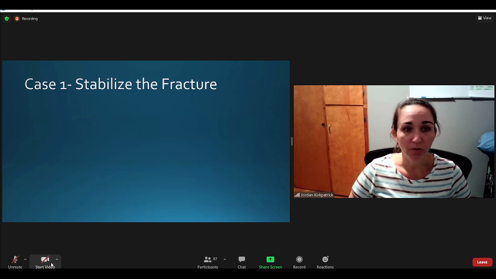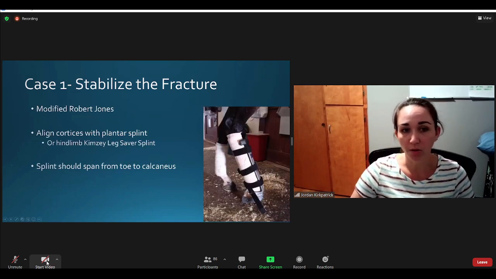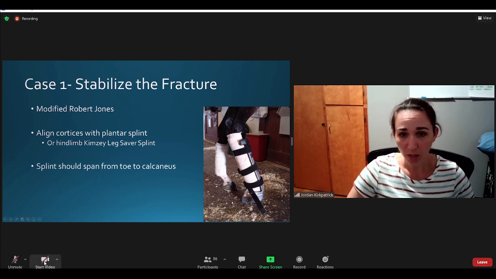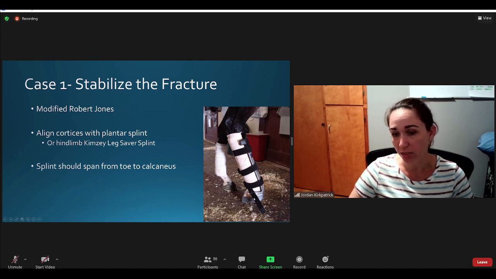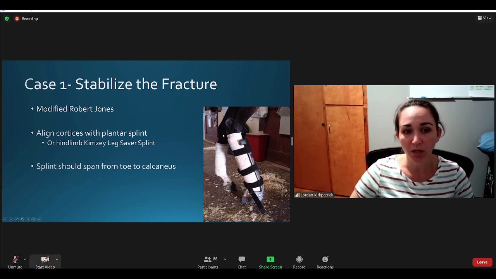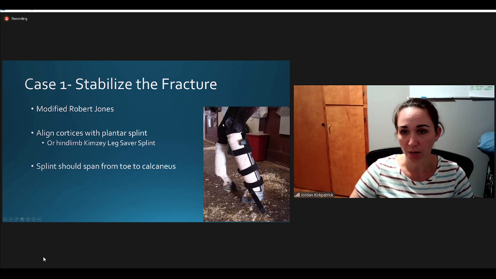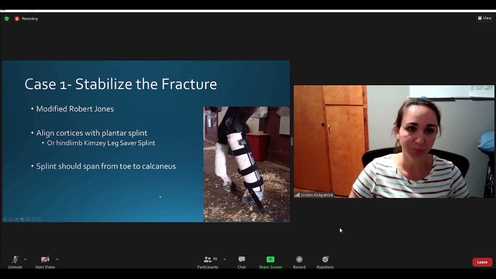The next part is how to stabilize it, which would be a modified Robert Jones. You want to align the cortices either with the plantar splint or the hind limb Kimsey leg saver, which isn't going plantarly, but it's bent down here to get the cortices aligned appropriately. And the splint, if you're doing a plantar one, should go from the toe to the top of the calcaneus, or again, this is that Kimsey leg saver, so it's going as high as the tarsus here.